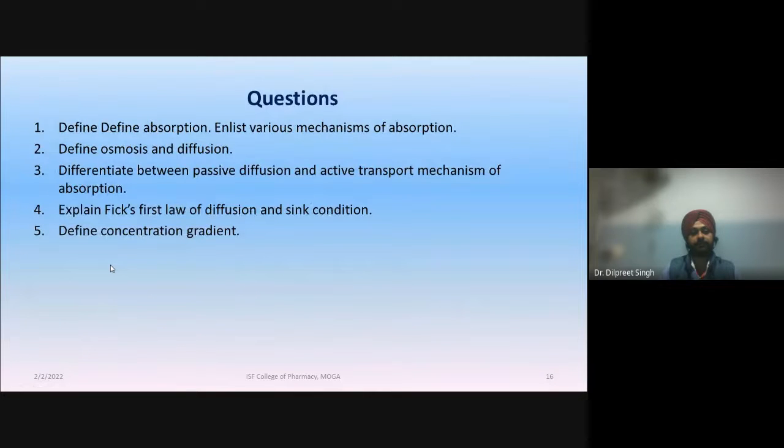So this is all about intracellular or transcellular transport. The questions that can be defined in this topic are: define absorption and enlist the mechanisms of absorption. What is the difference between osmosis and diffusion? What is the difference between passive diffusion and active transport mechanisms? Passive diffusion does not require energy, whereas active transport requires energy.